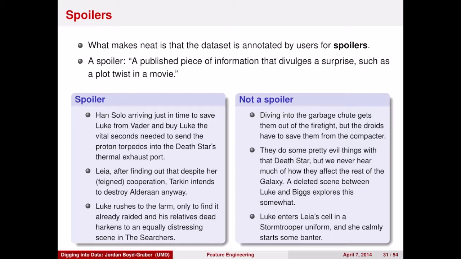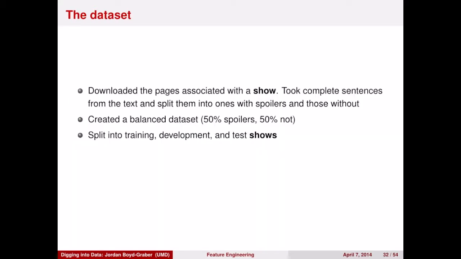One of the interesting things about TV Tropes is that people who write these trope examples have annotated whether each example is a spoiler or not. So we can use this to build a classifier. What we do is we download all of the pages associated with a particular television show. We're just concentrating on television shows here. Gather all of the complete sentences and split those into spoilers and those without spoilers, where 50% of the sentences are spoilers and 50% of the sentences are not.